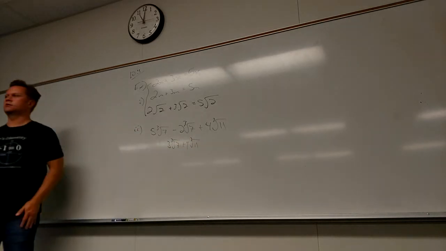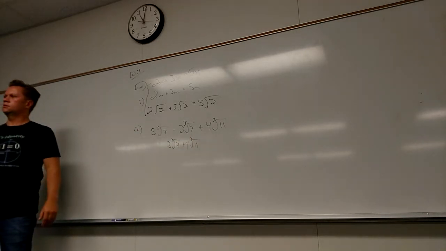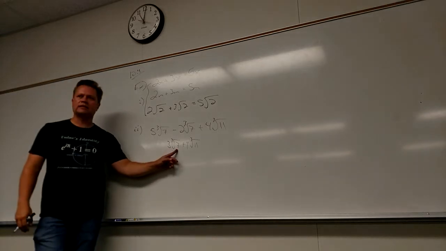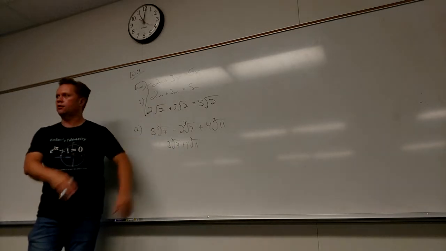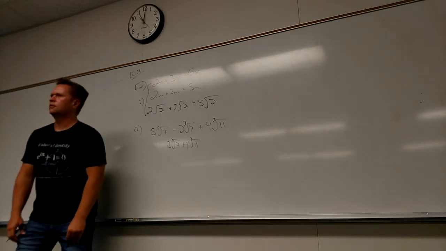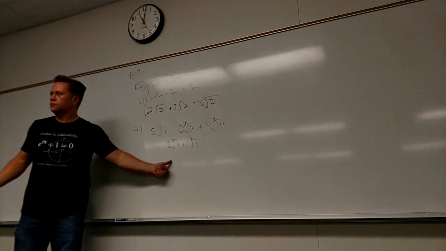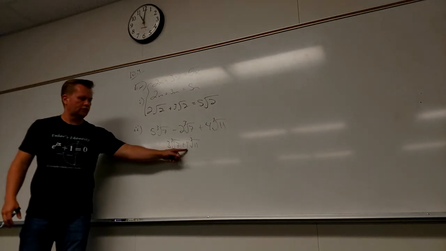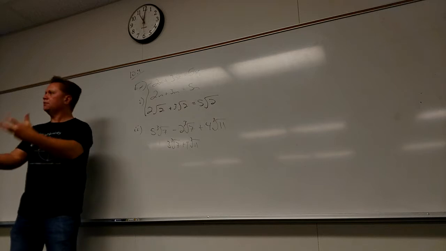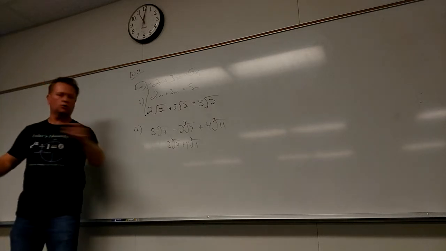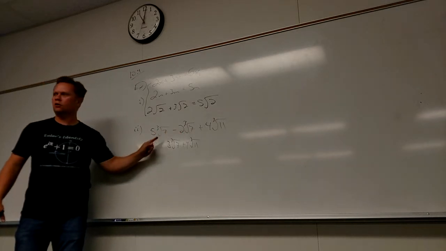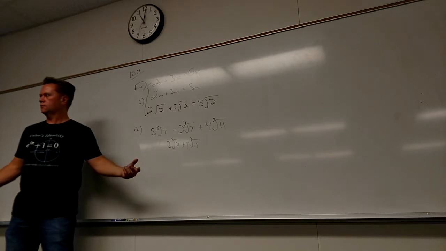Can I put those together? Hell no. I got 3 of these things I don't know, plus 4 of them things I don't know. I ain't got 7 of anything. They're not like terms. This is like 3x plus 4y. So of course I can't put them together. I can only put together like terms. That idea never changes.